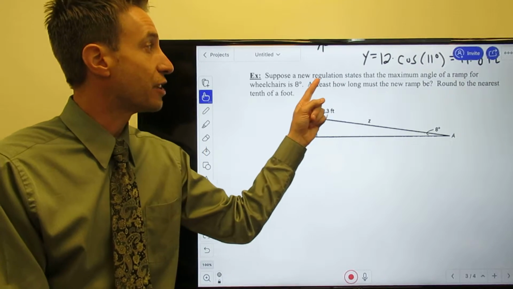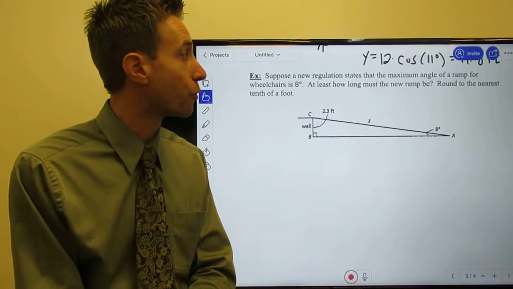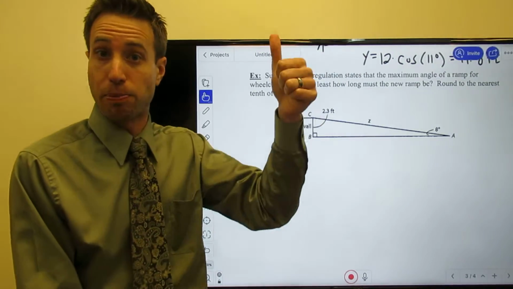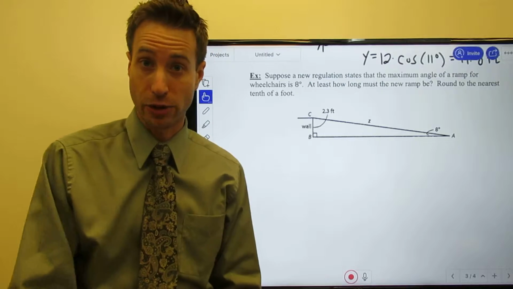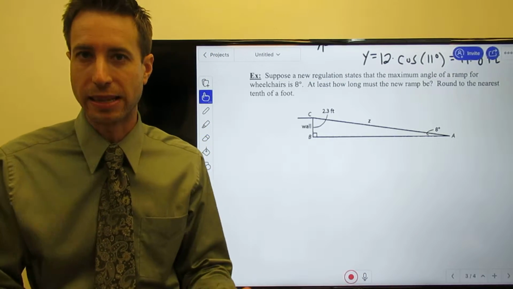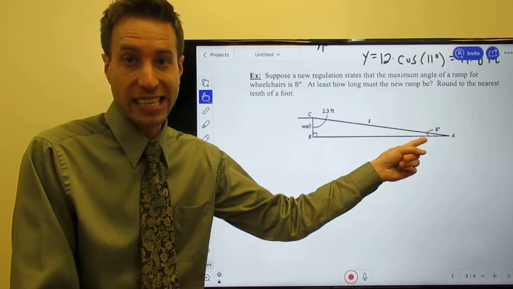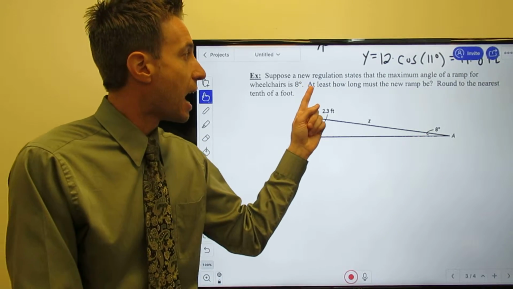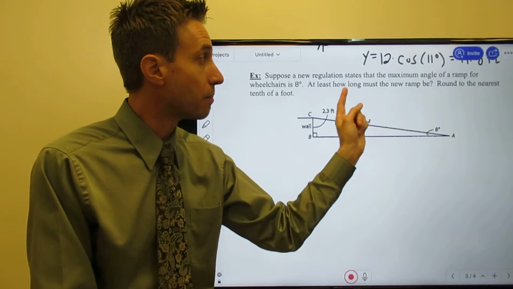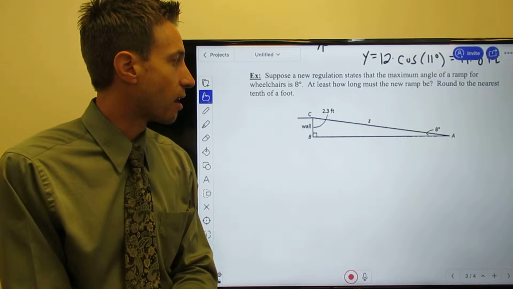Let's suppose a new regulation states the maximum angle for a ramp, for wheelchairs, is 8 degrees. In the problem above, it was 11 degrees. It was a lot steeper. Well, it was too steep. People were having trouble wheeling up the ramp, so they're going to make the ramp less steep: 8 degrees instead of 11. At least how long? How far out from the building must the new ramp be? Round to the nearest 1/10 of a foot.